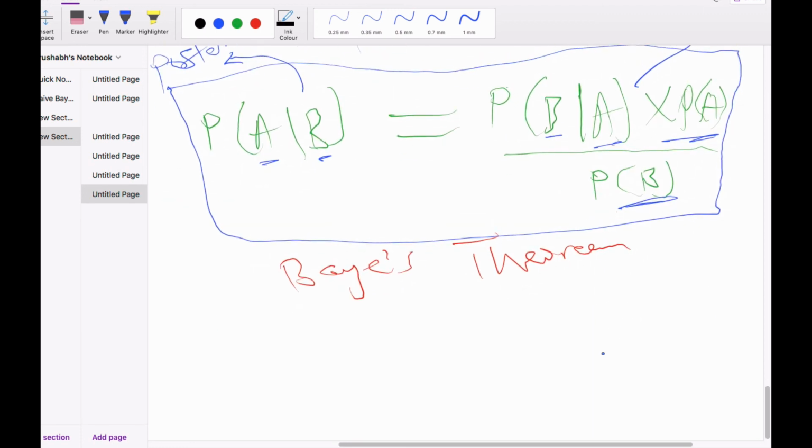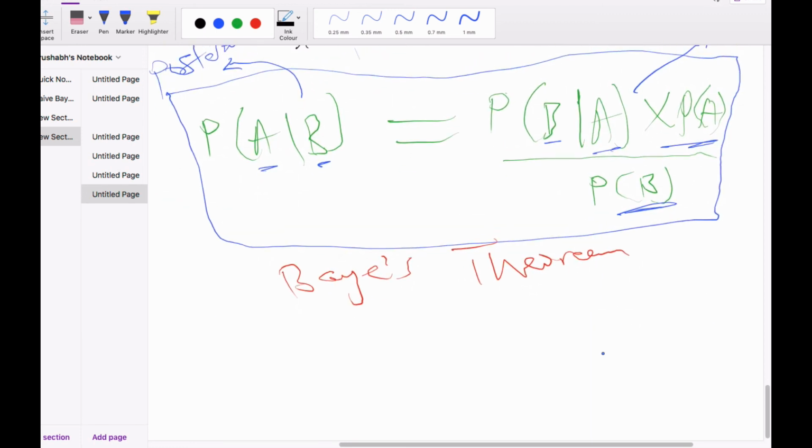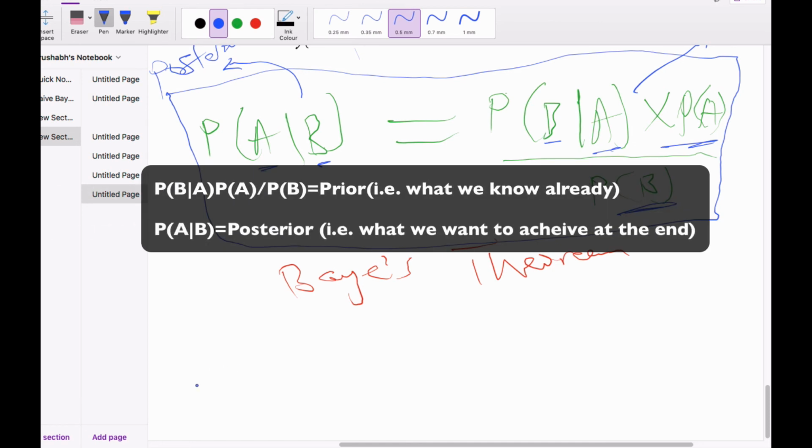This is what naive Bayes is actually based on. If I should give you an example from our earlier discussion, we were saying, what is the probability of you going for the meeting?